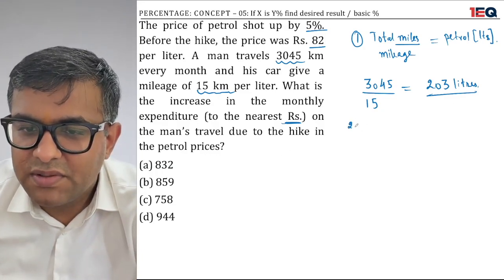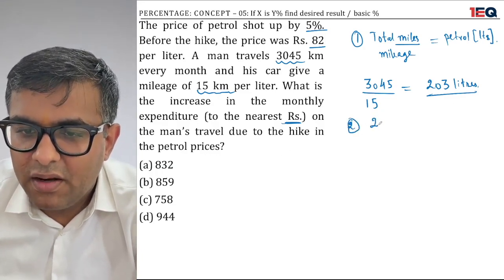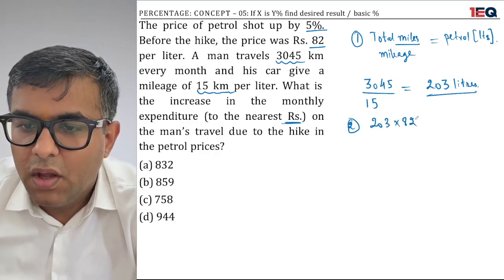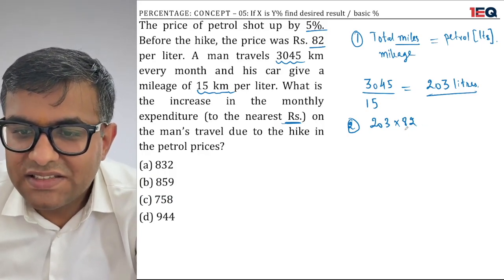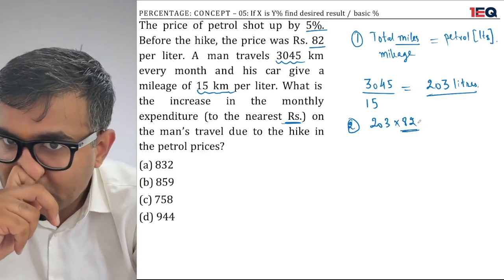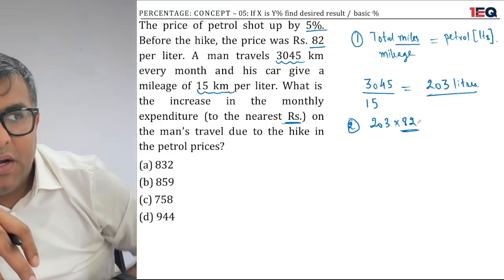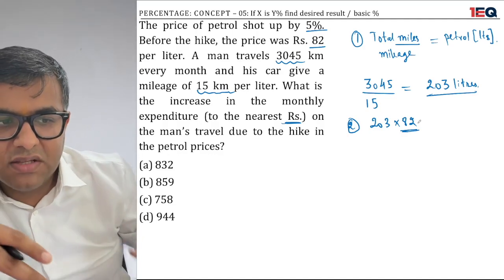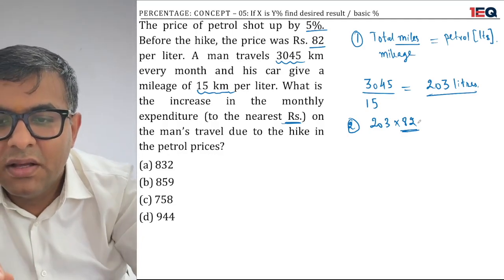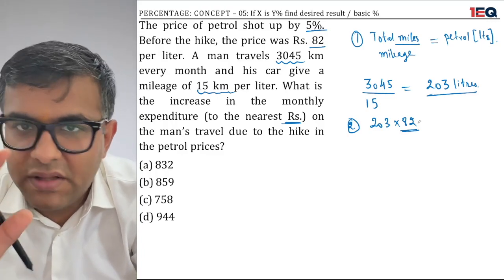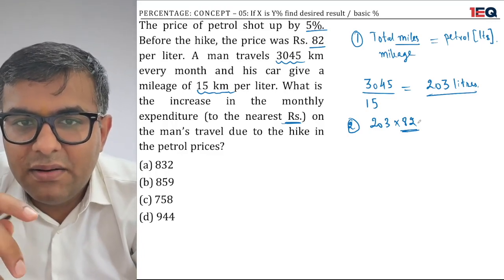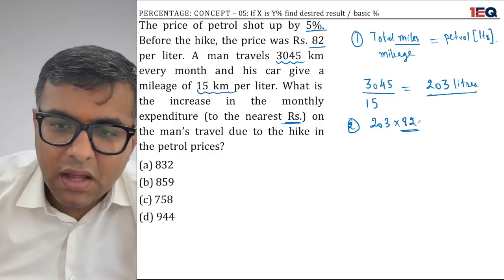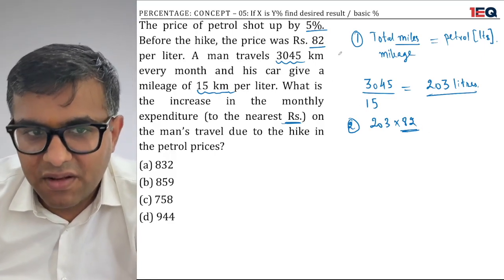The second step, what I'm supposed to do is I need to multiply 203 with 82. Why 82? 82 is the price of petrol per liter which he has to pay. If I have to find out what is the amount of money that I need to pay every month, I'll have to multiply 203 with 82. Okay, this is the monthly expenditure. I'm not multiplying it completely because there is one more operation that I need to do.